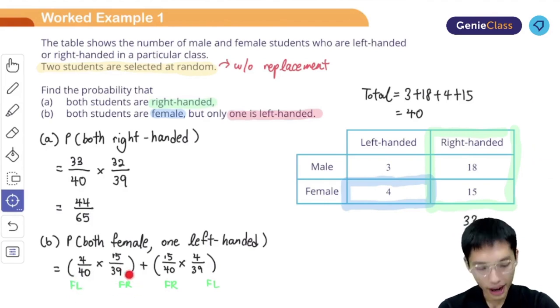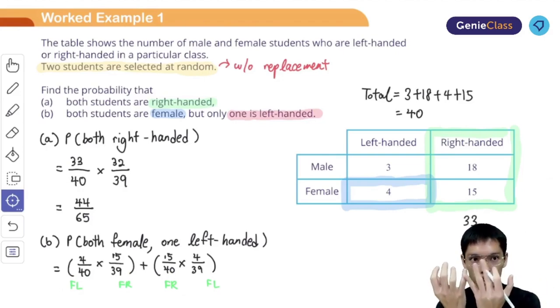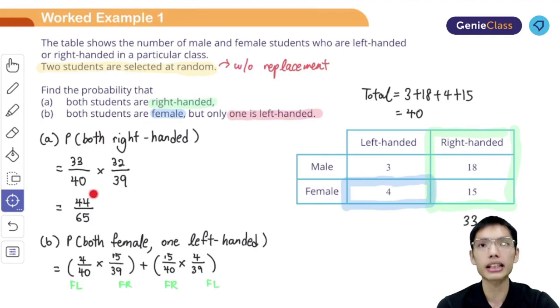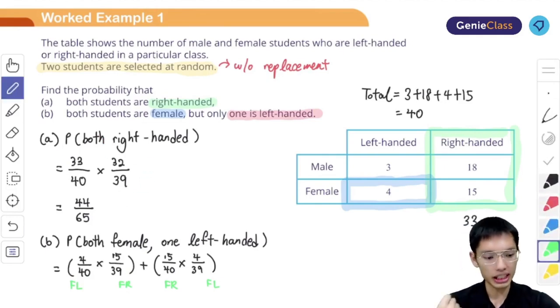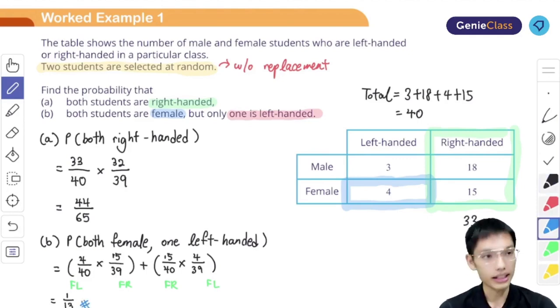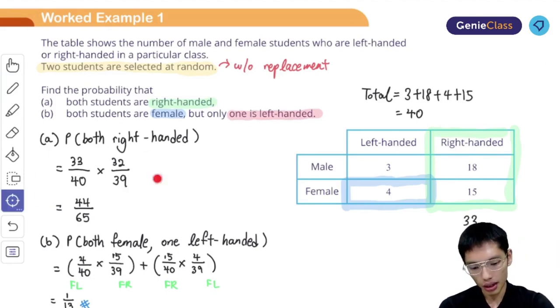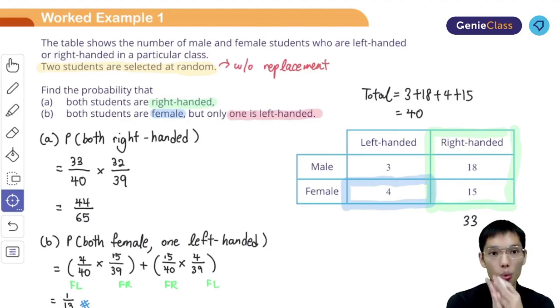Female left hand followed by right hand, or female right hand followed by left hand. So you have to ask yourself, right hand, or right hand. It's a repeat. So that's why this one I didn't add again. But these two are different events. So therefore, I need to add them up. Press your calculator, 1 over 13. Okay, that's how we get it over here. So first question tells you how to read the table. Second question, same thing, but I have to read closely into the details and see what you need to add, what you don't have to.